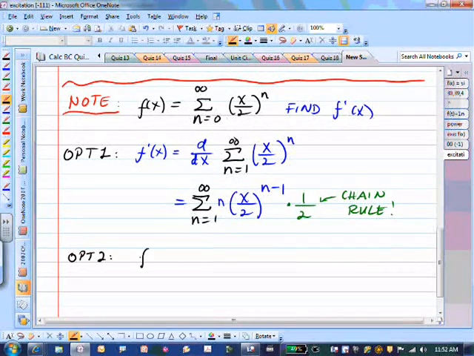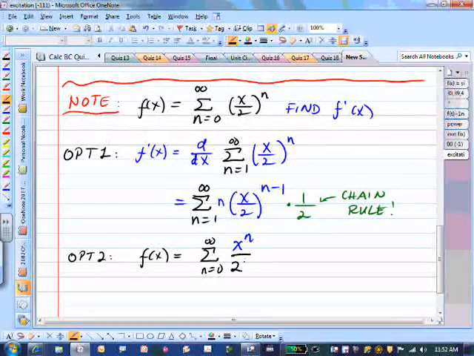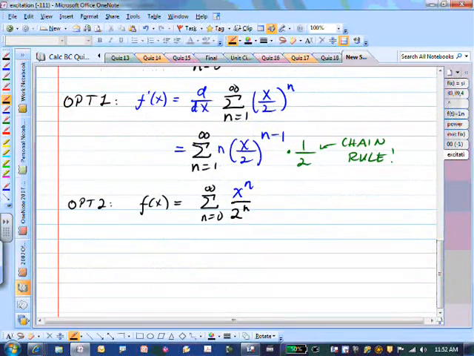Option 2 would be to do the following. Before even taking the derivative, I would actually distribute the n power there and there, simplifying it a bit. So now we really just have x to the n over 2 to the n. And I think you can see why that would avoid this issue. Because if you were to integrate also, you would have to watch out for that 2.